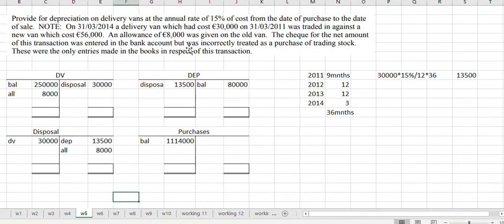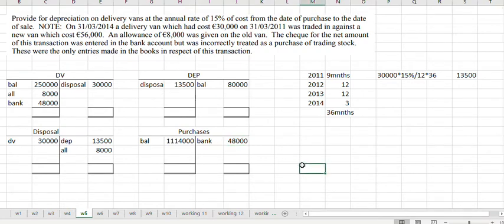Last thing we do, we get told up here, the new van was 56,000, the allowance was 8, which means we actually paid that minus that, 56 minus 8, 48,000 from our bank account. That was wrongly treated as a purchase. So we credit 48,000. Okay, so at the moment, that's all the information we're told above.